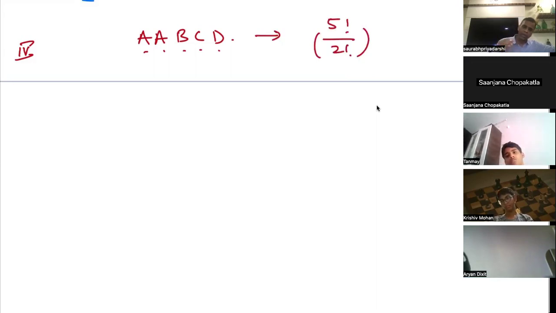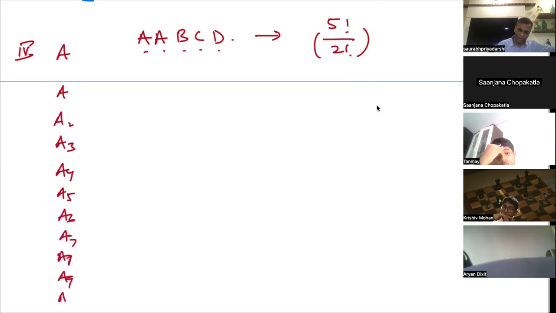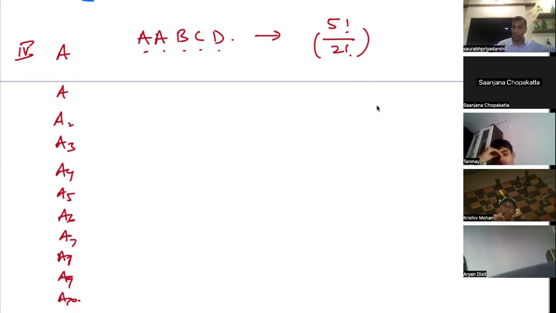So in our question, there are 10 students, right? So what I'm saying is, 2 students are A, and then A2, A3, A4, A5, A6, A7, A8, A9, A10. See, this method is the actual method, which you can use anywhere, right? So there are 10 students. Two of the students are A and the other students are A2, A3, up to A10, right?